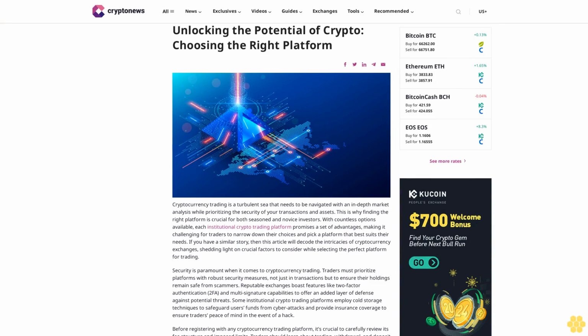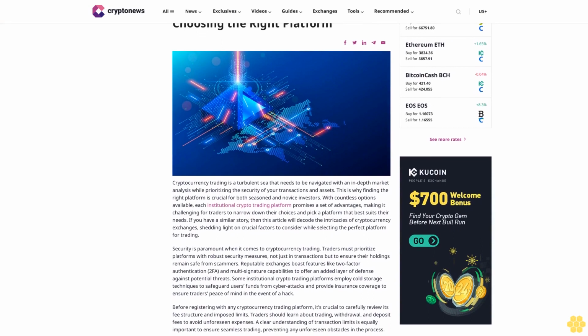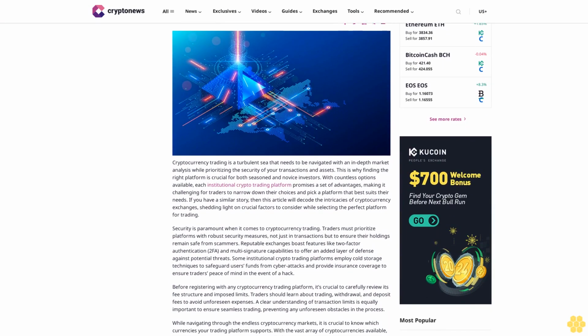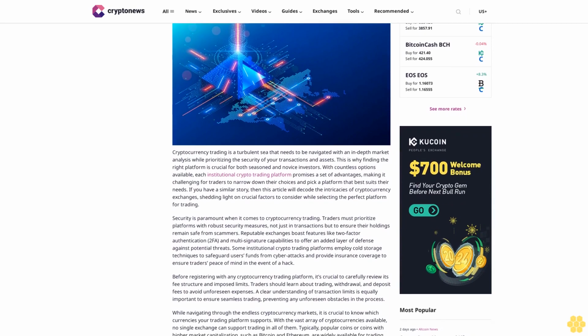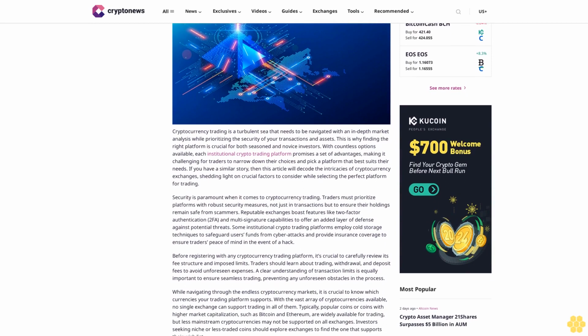Unlocking the potential of crypto, choosing the right platform. Cryptocurrency trading is a turbulent sea that needs to be navigated with an in-depth market analysis while prioritizing the security of your transactions and assets. This is why finding the right platform is crucial for both seasoned and novice investors.